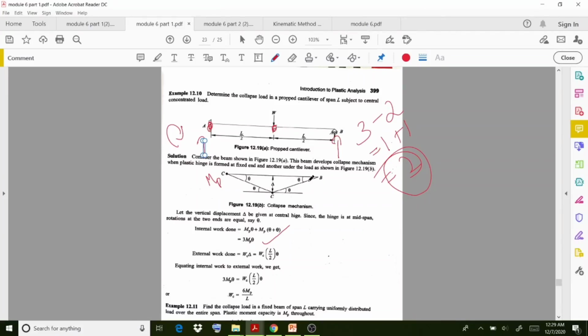If you take this triangle or this triangle, the same value, theta is going to be the opposite side by the adjacent side. So you will get delta equal to theta multiplied by L by 2. If you cross multiply, you will get theta multiplied by L by 2. And if you equate those values, you will get WC equal to 6 MP by L. So that's the case for a point load acting at the center of a propped cantilever. Also, you can compare this result with the static method.